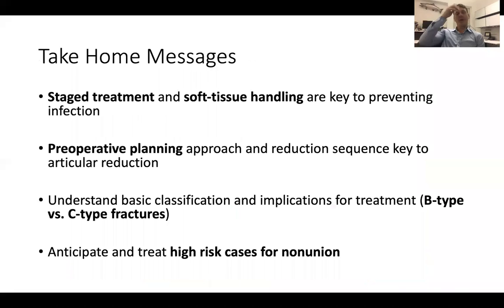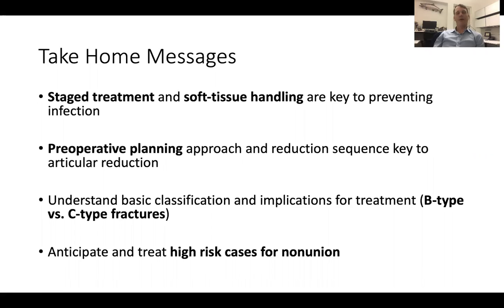So just to wrap it up, these are the take-home messages. Staged treatment and good soft tissue handling are really the key to preventing infection. You've got to spend a lot of time with that preoperative CT scan and x-rays to understand the fracture so that you can choose the right approach and reduction sequence to get a good articular reduction and prevent post-traumatic arthritis.